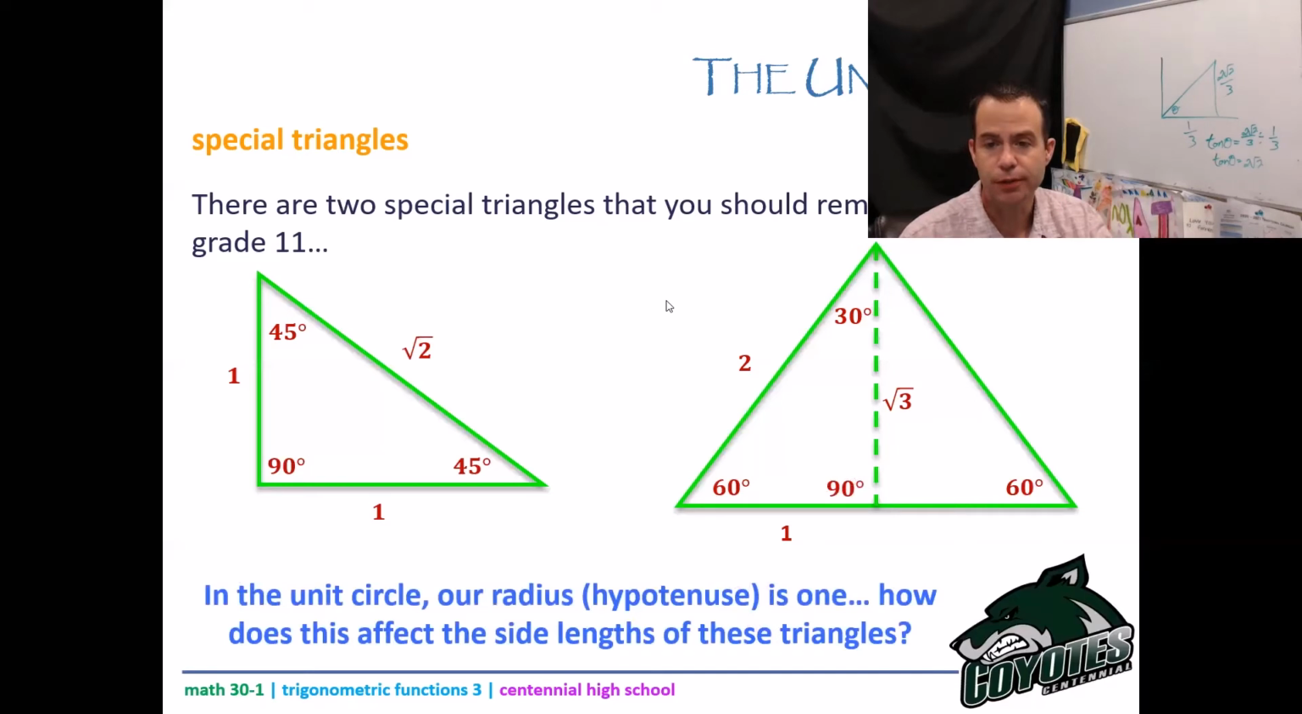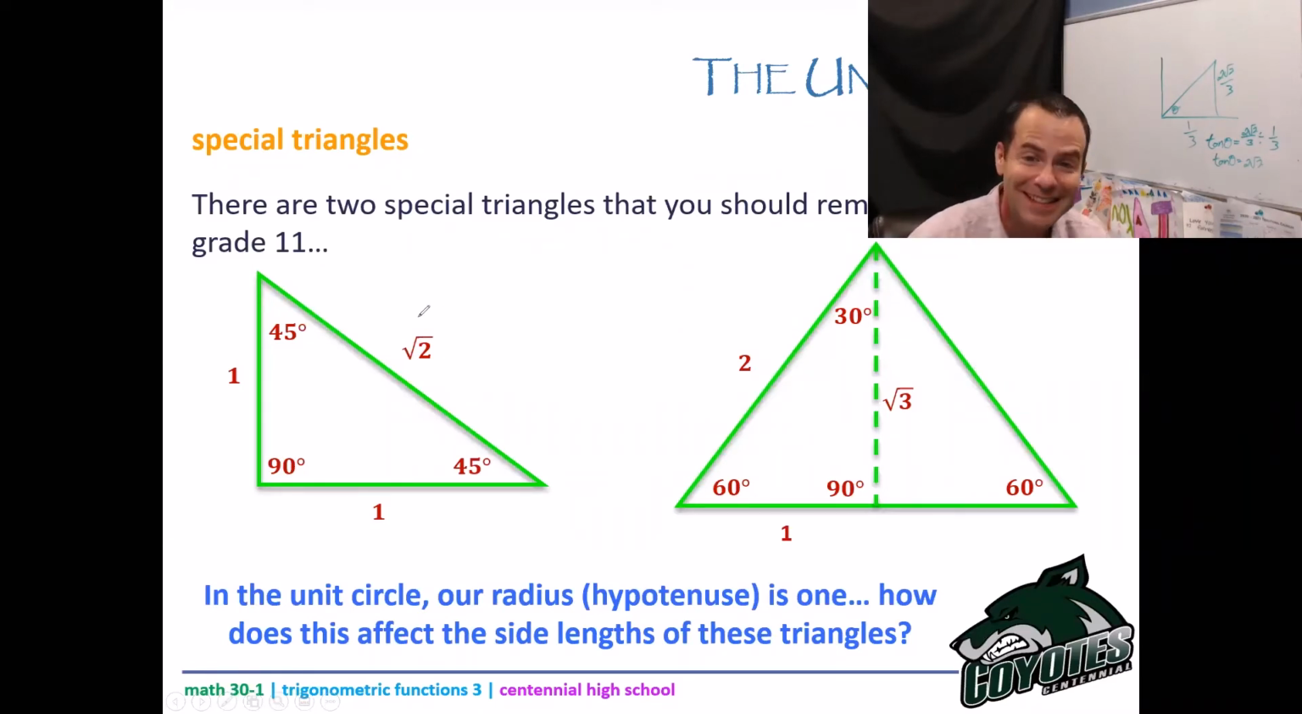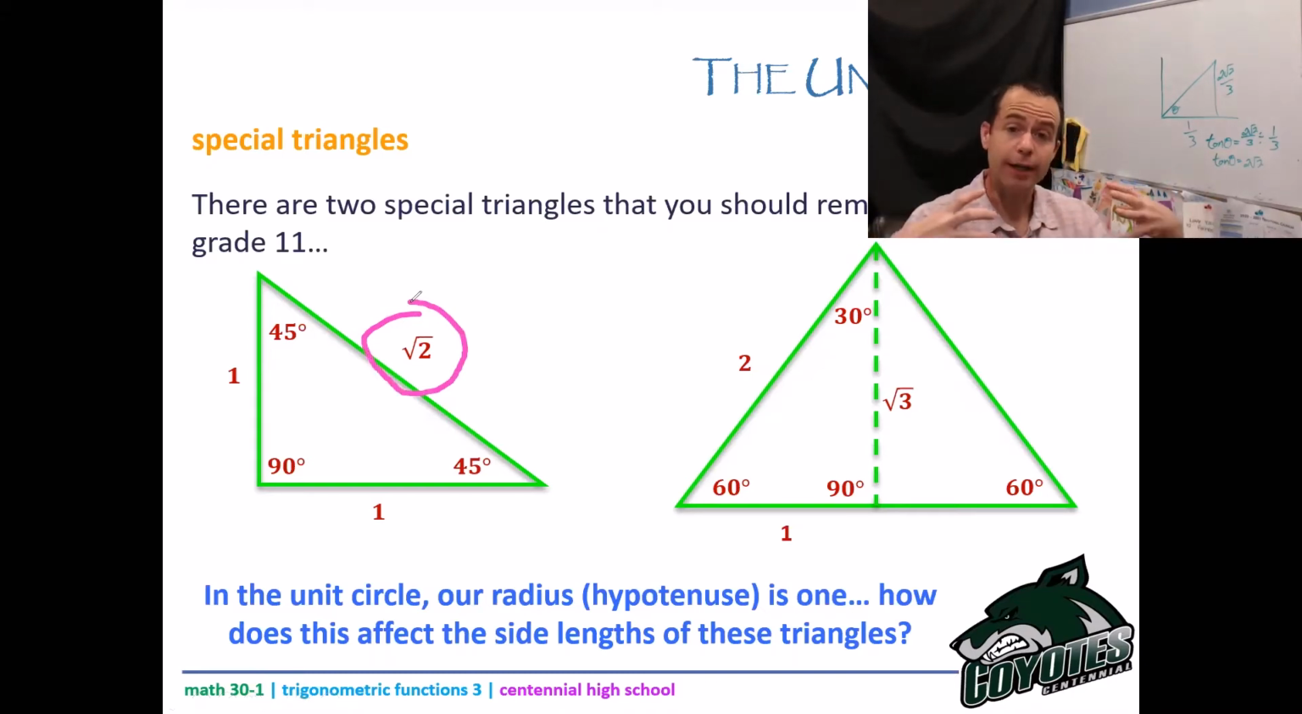In our unit circle, our radius, or the hypotenuse, is 1. How does this affect the side lengths of these triangles? Okay, so spoiler alert, what I'm about to do with the unit circle is I'm going to pluck these triangles inside the unit circle, okay? So my hypotenuse, right here, I'm going to throw inside a unit circle, okay? But the problem with that is this is not the proper radius. The radius is supposed to be 1. Root 2 is 1.4. That's too big. This is not going to fit inside my unit circle.